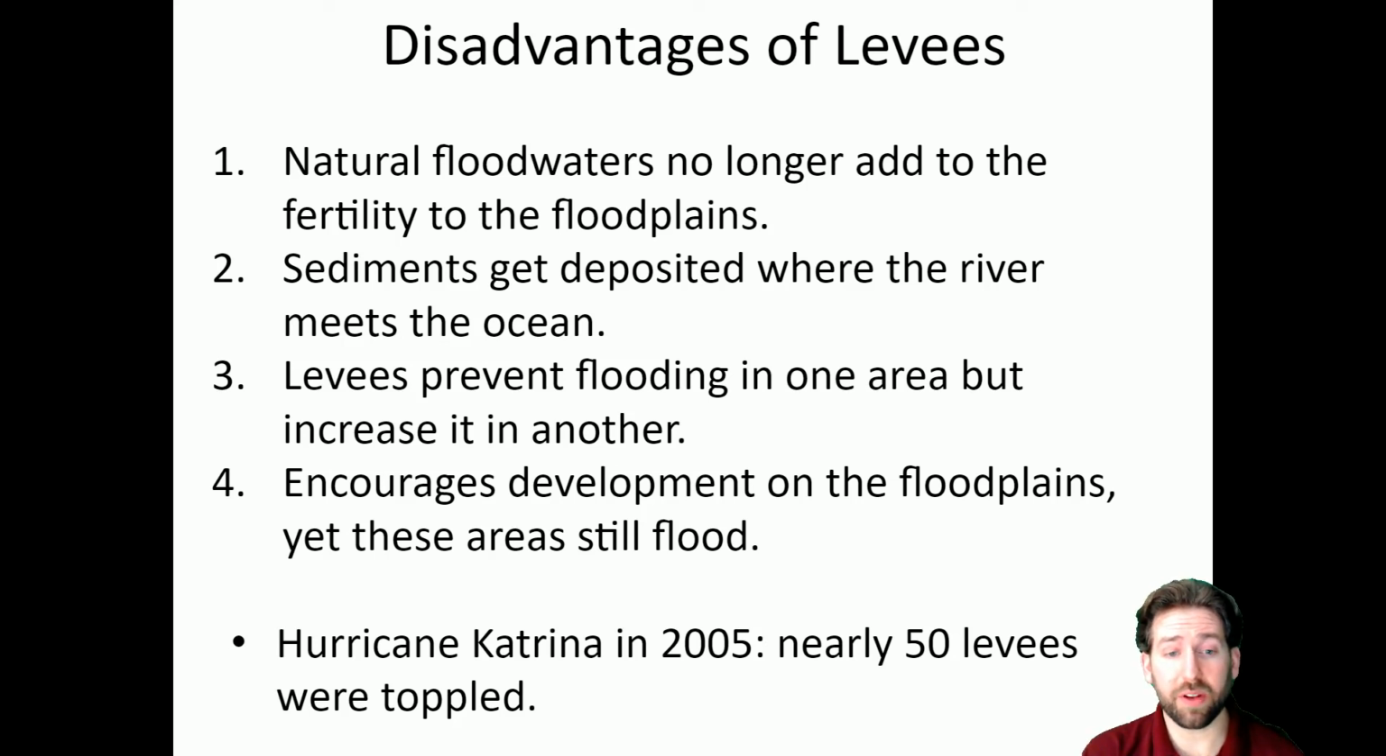Levees prevent flooding in one area but increase it in another, so you're making this river continue to shoot straight instead of meandering and slowing down and eventually building up in one area or another. So there's going to be flooding of that water somewhere else. And it also encourages development on the floodplains. But if you're having new houses come to these floodplains and building up, well, if the area floods, they're not going to be very happy.